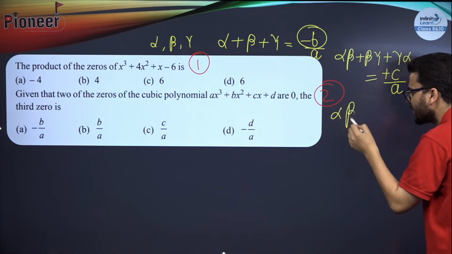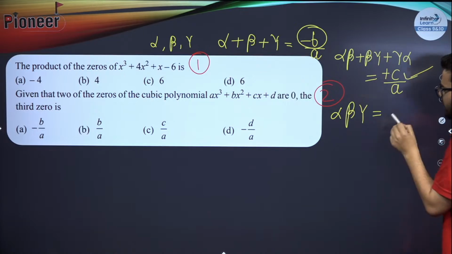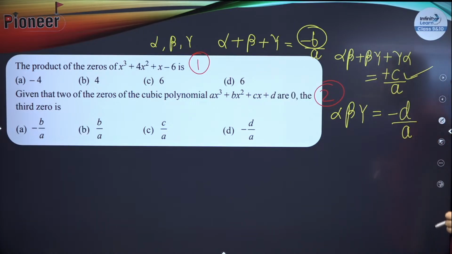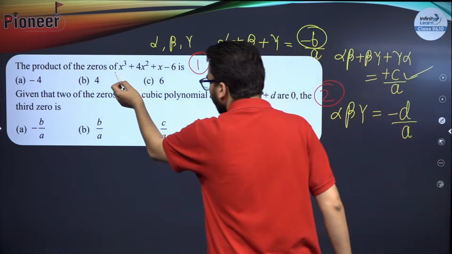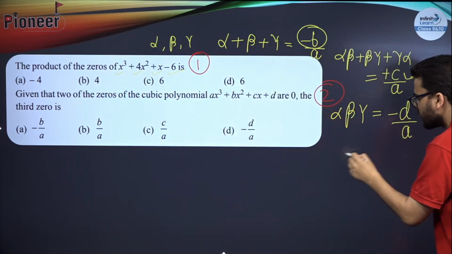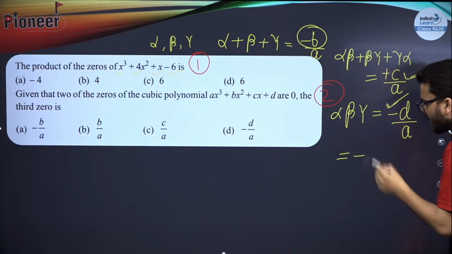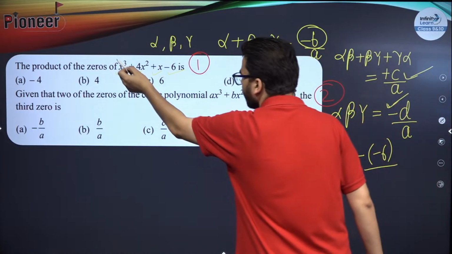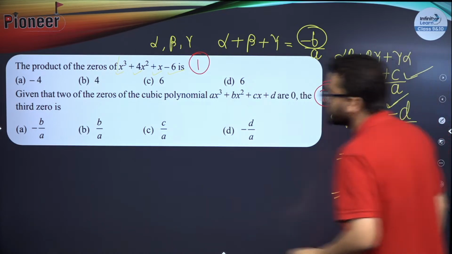Now you will take three zeros at a time, right? So the previous one is plus c by a, and this will be minus d by a. Change the sign to minus d by a. So basically you have to find the product of zeros. So you see a, b, c, d. So d is equal to minus 6. Your answer will be minus of minus 6, and a is the coefficient of x cube, that is equal to 1 only. So the answer is coming out to be equal to 6.